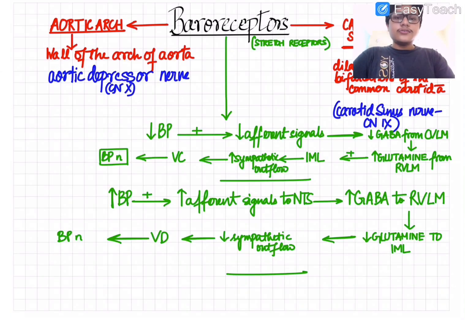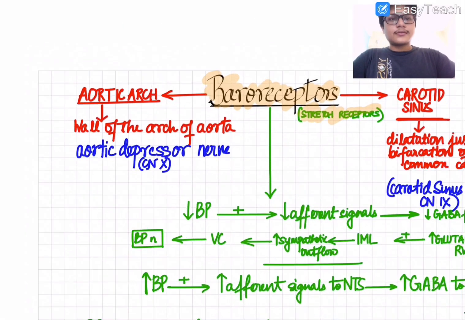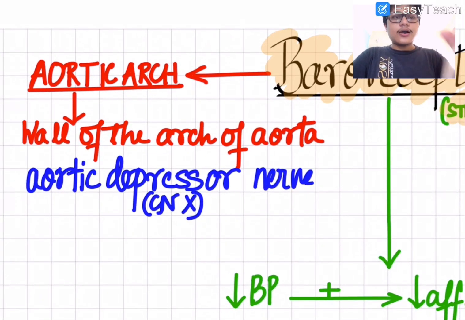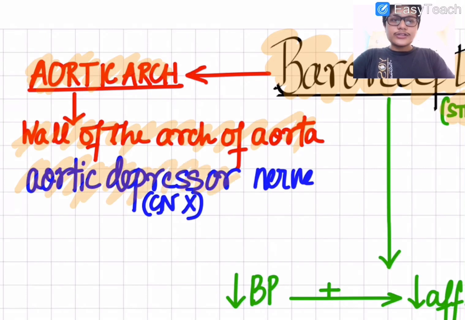Okay, so now we'll come to the topic of baroreceptors. Baroreceptors are essentially stretch receptors, and there are two groups of baroreceptors. The first group is the aortic arch baroreceptors. They are present in the wall of the arch of the aorta, and their afferent supply is known as the aortic depressor nerve, which is a branch of the 10th cranial nerve.